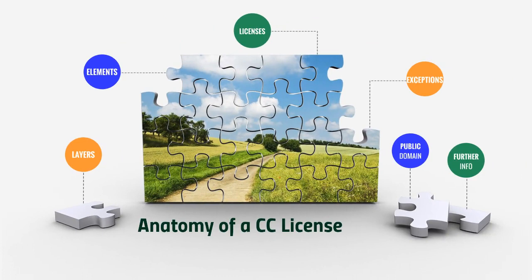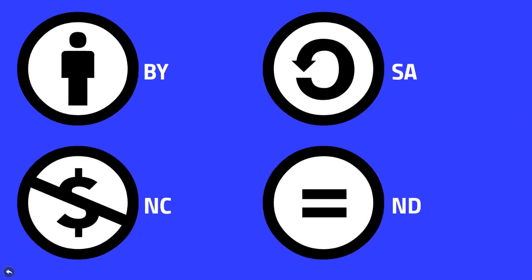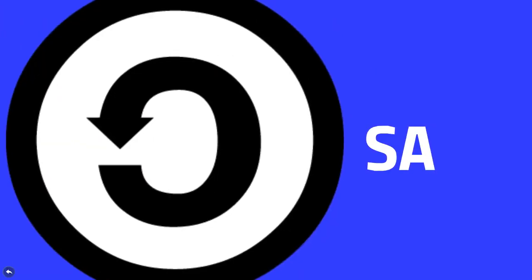There are 4 elements to the Creative Commons licenses, each represented by a different icon. It is these 4 elements which, in various combinations, comprise the 6 different Creative Commons license options. The 4 elements are attribution, or BY. All Creative Commons licenses include this condition, and it is represented by an icon of a stylized person inside a circle. Share alike, or SA, represented by a curved arrow. This means that adaptations or remixes of this work must also be licensed under the share-alike condition.